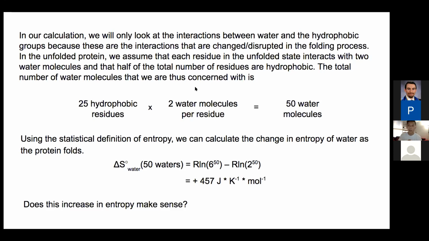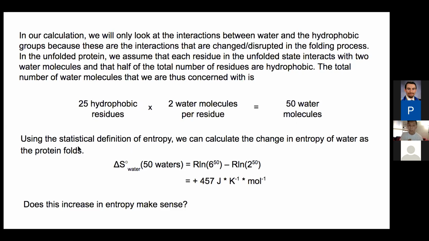So we know that based on our assumption, there are 25 hydrophobic residues, right? Half of our protein is hydrophobic. That's an assumption. Another assumption we have to make is that per hydrophobic residue, each hydrophobic residue interacts with 2 water molecules. That's just an assumption we make. That's experimental. There's no logic in that. So we have 25 hydrophobic residues. Each residue interacts with 2 water molecules. So we have 50 water molecules of relevance to us in a 50 amino acid protein.